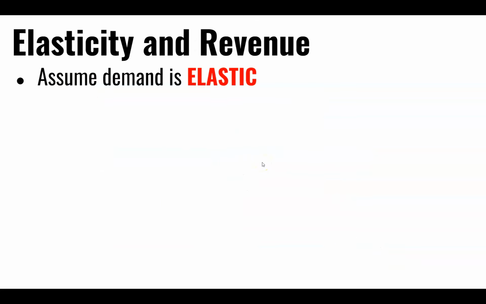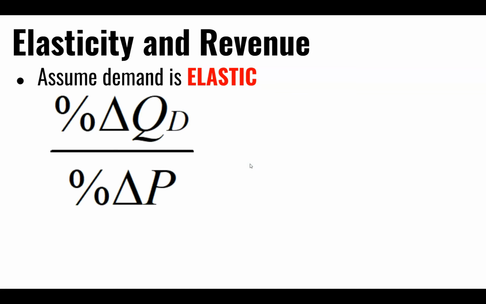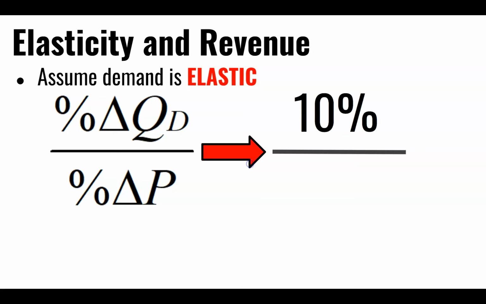So let's look at how we might use this information. Let's assume that demand is elastic in nature. Then we could write down this formula, percent change in quantity demanded over percent change in price. And I know it's elastic, which means the change in quantity demanded will be greater than the change in price. So we could put in numbers like 10% in quantity demanded and 5% in price. And if we drop the price by 5%, that means the quantity demanded should go up by 10% as a result of the law of demand.